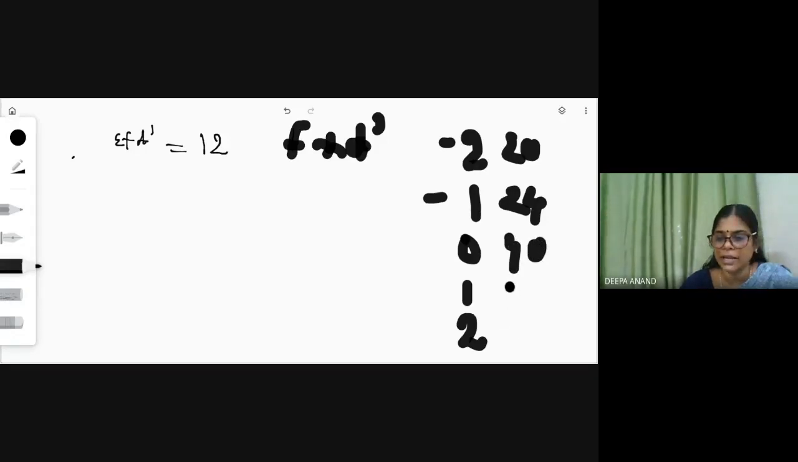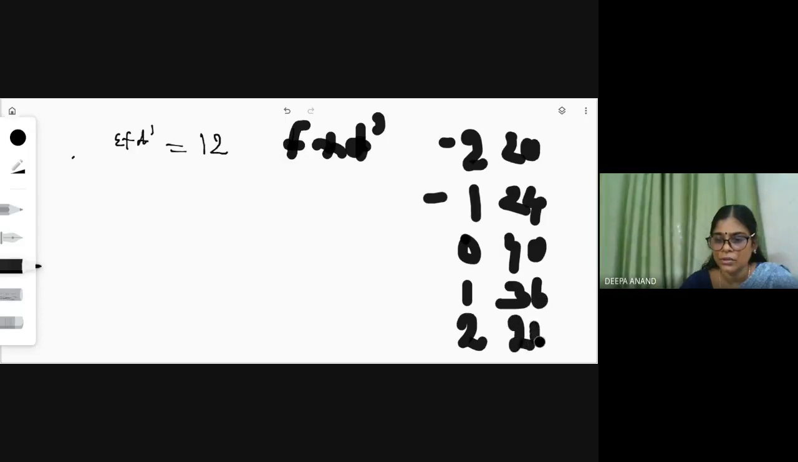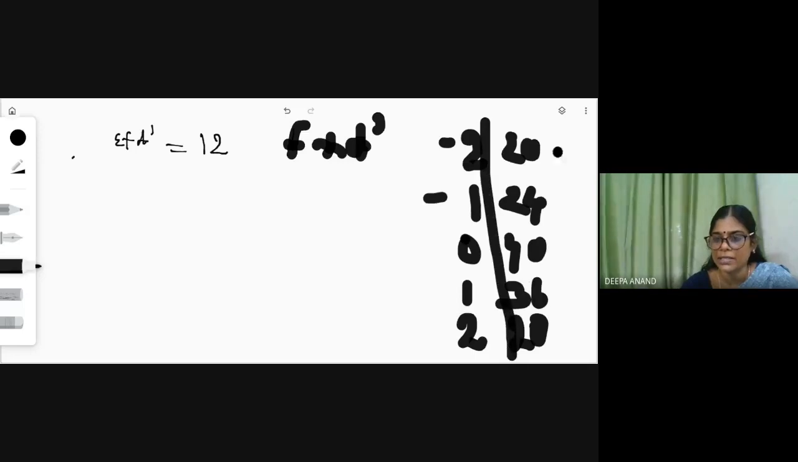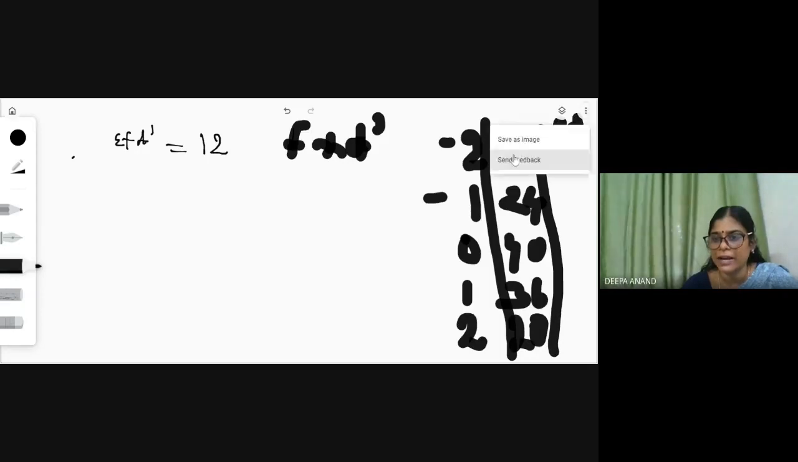Then 36 and 20. So these are the frequencies. So you have the D dash and the frequency, and your next step is to find FD dash. That means F into D dash. So in the next column, you will do FD dash. How will you do FD dash?